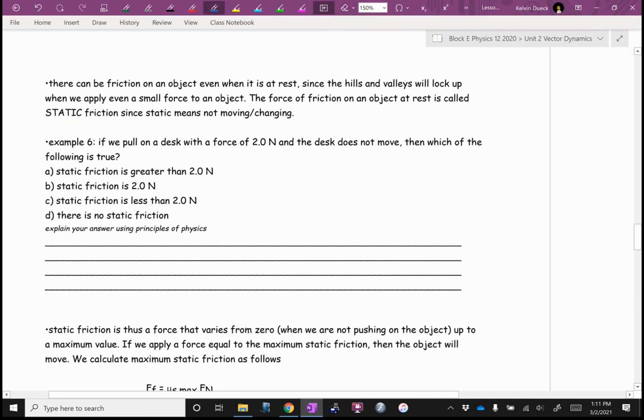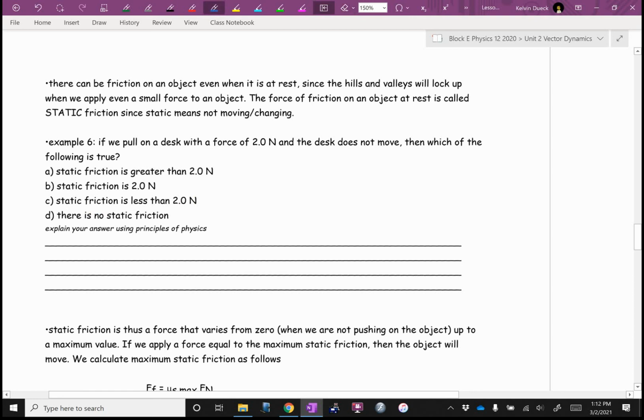Hey, here's another thought puzzle where we get to vote. Suppose we pull on a desk with a force of 2 newtons and the desk does not move. Which of the following is true? Clearly, static friction is greater than 2 newtons. That's why the desk didn't move. Static friction is exactly 2 newtons. That's why the desk didn't move. Static friction is less than 2 newtons. That's why the desk didn't move. Or there is no static friction.